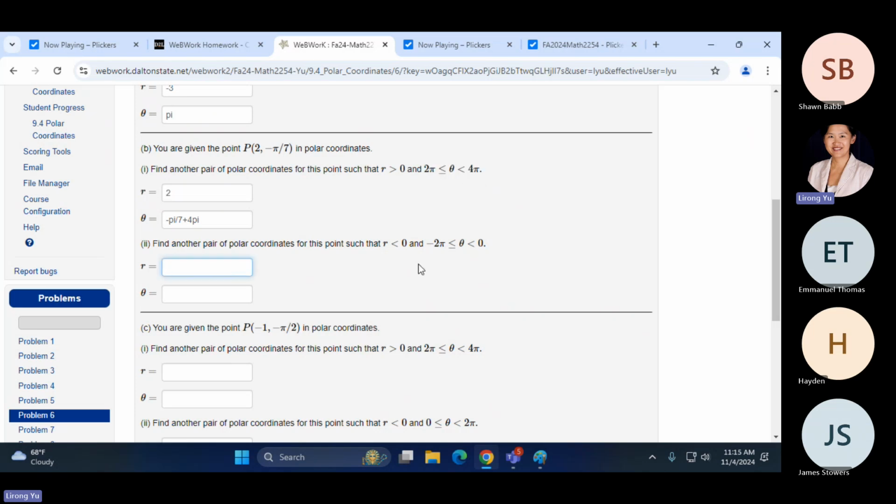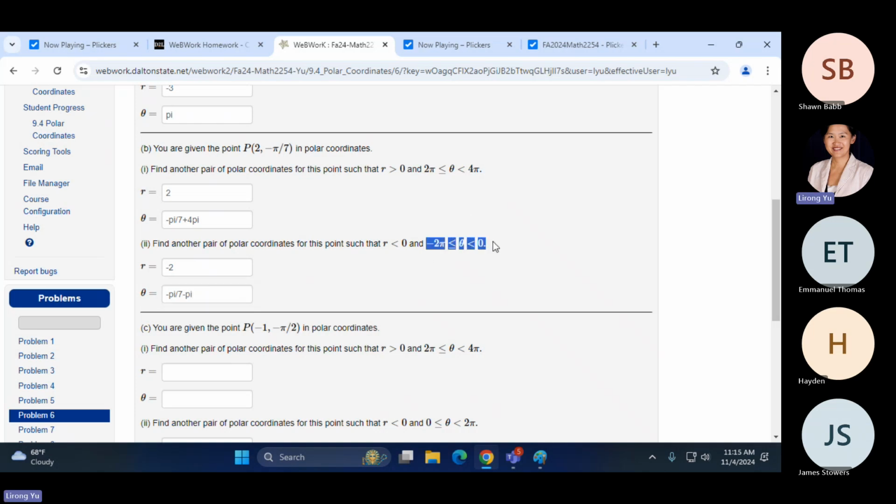For the second question, the radius is negative, so we have -2. Then the angle is smaller, so this time we will have -pi/7. If you want to make the radius negative, you have to either plus pi or minus pi. In this case, the angle is set between 0 and -2 pi. We have to minus pi because we were required to move the angle to that range.